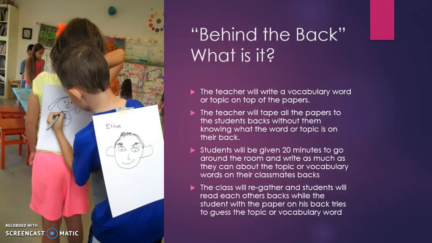their back. And the students will go around and read the different vocabulary words and topics and write as much as they can on what they know about those words or topics on their classmates' backs. Then the class will regather and they will go over the words and vocab on each other's backs. The teacher or another student will read what's on a certain student's back, and that student will have to guess the vocabulary word or the topic that's been written on their back from what their classmates have written there.